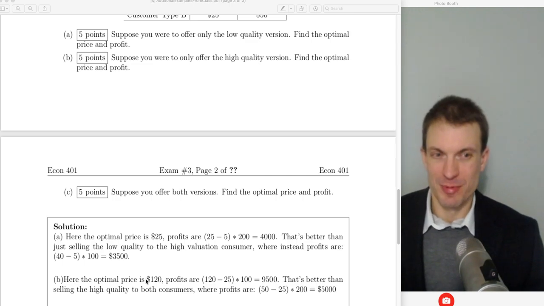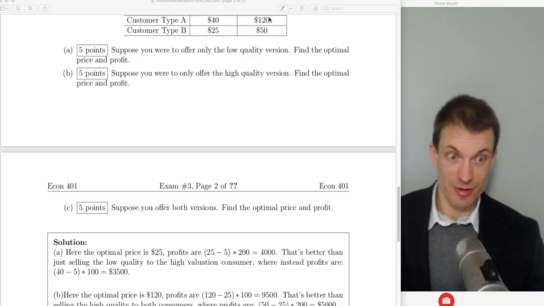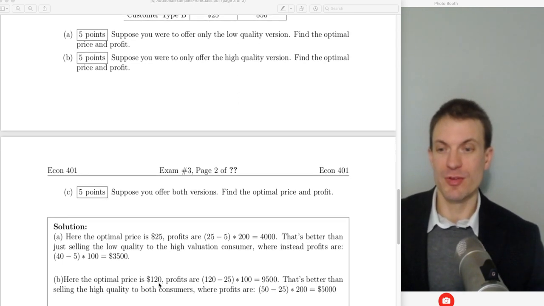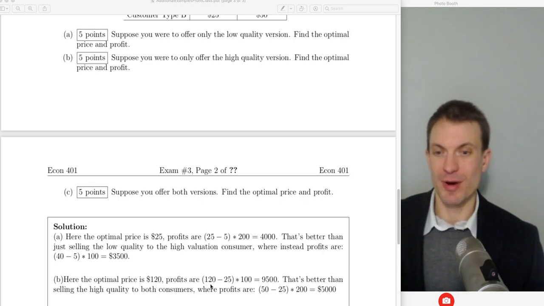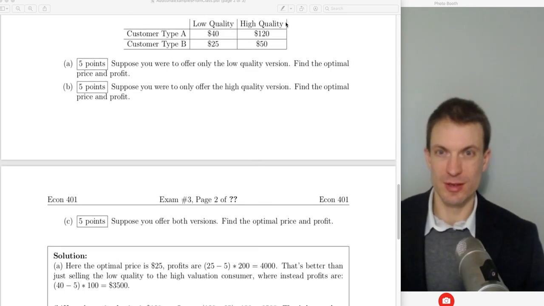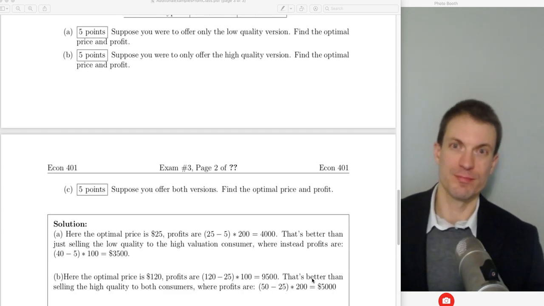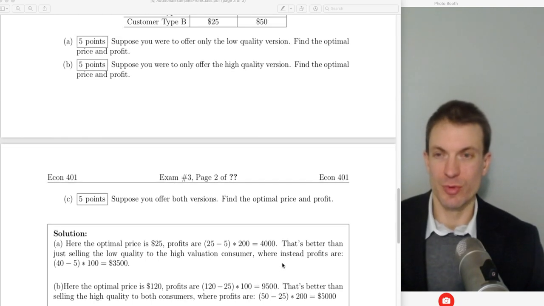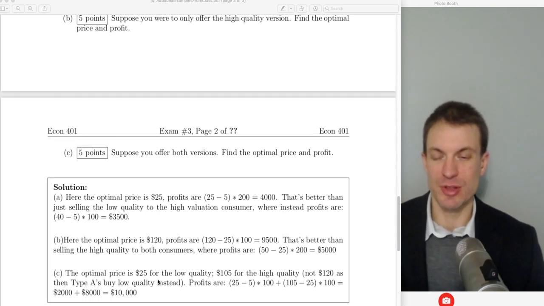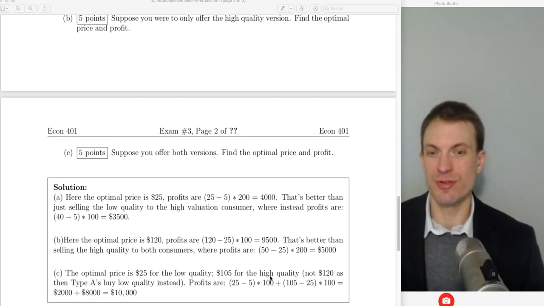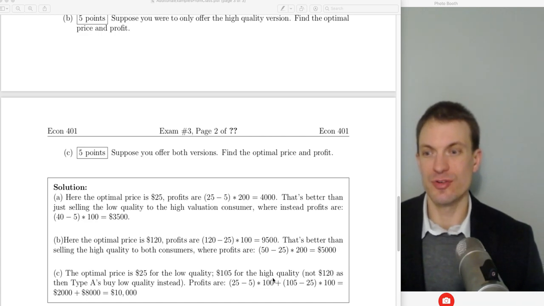Here are the optimal prices, you might guess, because these are pretty different, 120 and 50. Here the optimal price is 120. Profits are going to be 120 minus the marginal cost times 100, 9,500. That is better than selling high quality to both consumers, where the profits would only be the 50 minus the 25 times 200, 5,000, right? All right, what if we're selling both? The optimal price is going to be $25 for low quality, $105 for high quality, not $120.